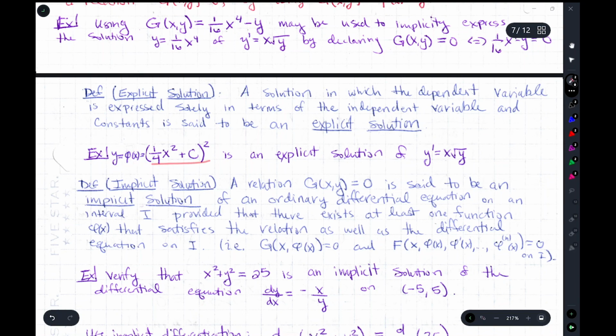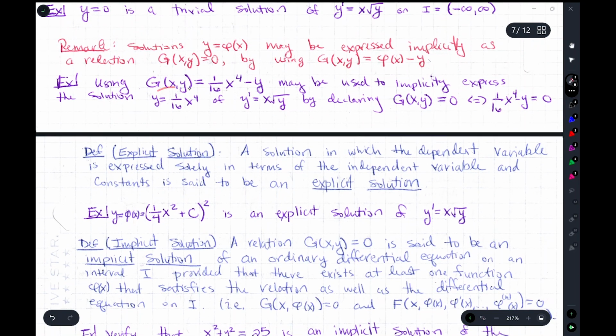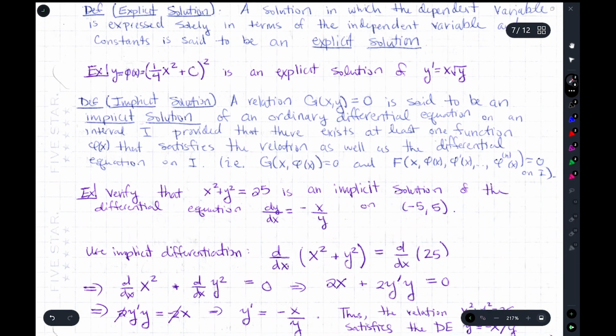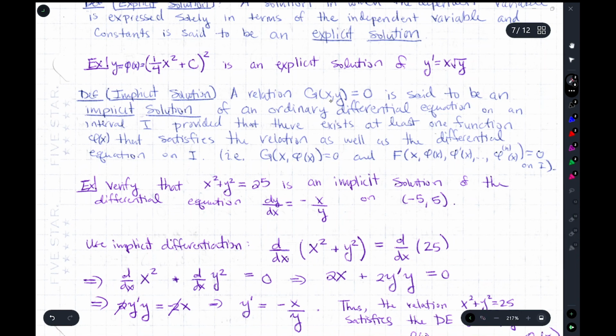Here, we wrote this implicitly up here, and we write the solution explicitly here. We have this phi of x. A relation g of x, y equals 0 is said to be an implicit solution of an ordinary differential equation on an interval I, provided that there exists at least one function phi of x that satisfies the relation as well as the differential equation on I. So that's why I was talking about all that, because we have this formal definition.